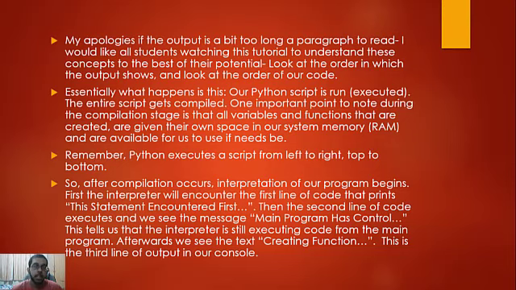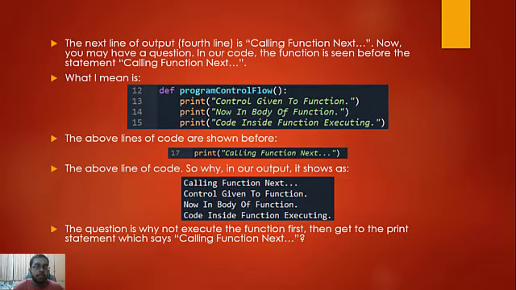First, the interpreter will encounter the first line of code that prints this statement encountered first. Then the second line of code executes and we see the message main program has control. This tells us that the interpreter is still executing code from the main program. Afterwards, we see the text creating function. This is the third line of output in our console. The next line of output, fourth line, is calling function next.